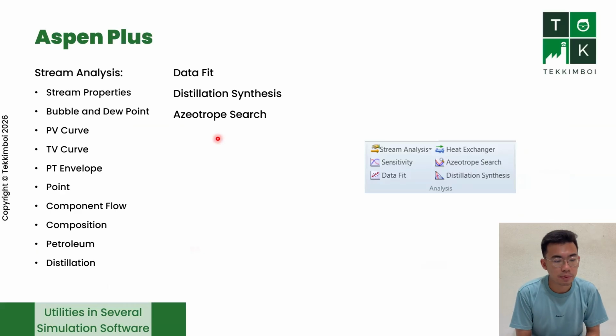Next one is Aspen Plus. They have several stream analyses, such as the classic envelope and petroleum distillation, but there are some unique utilities as well, such as distillation synthesis and azeotrope search. I think of the current commercial simulators, Aspen Plus is the only one that can do azeotrope search.